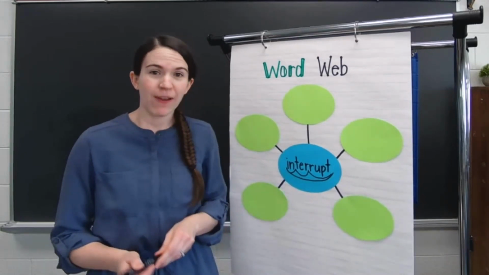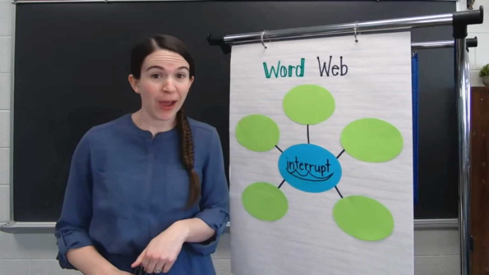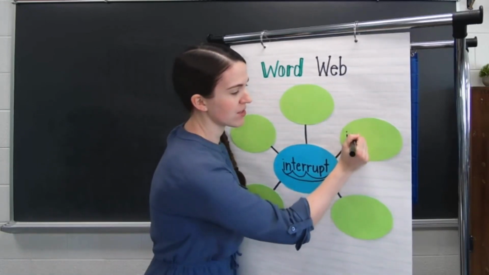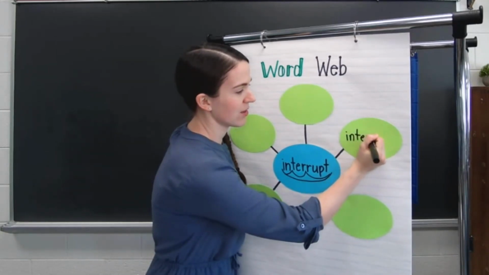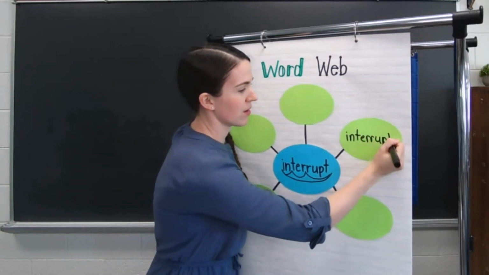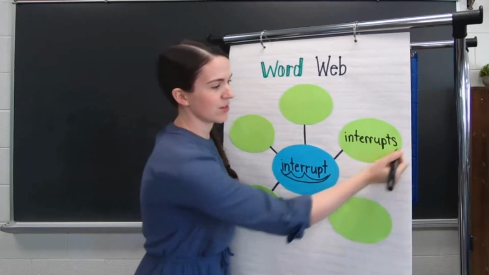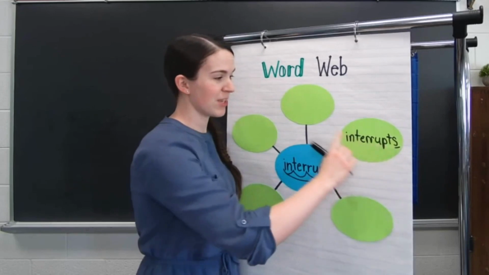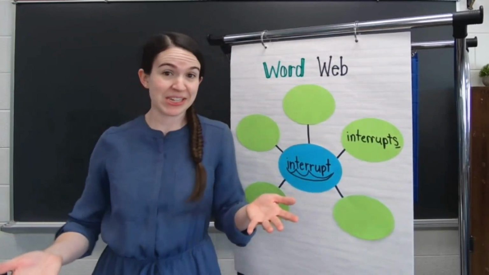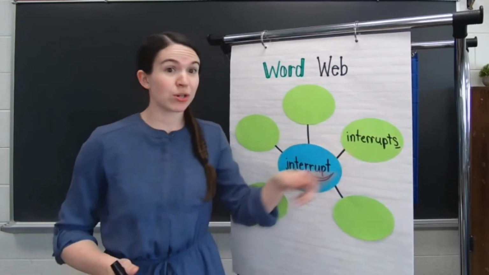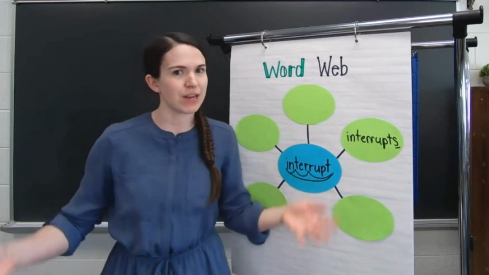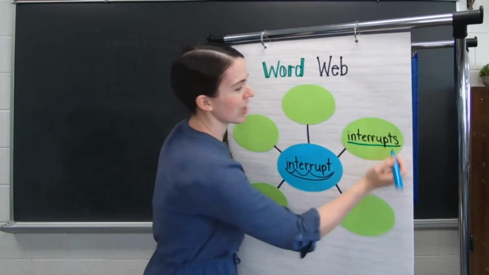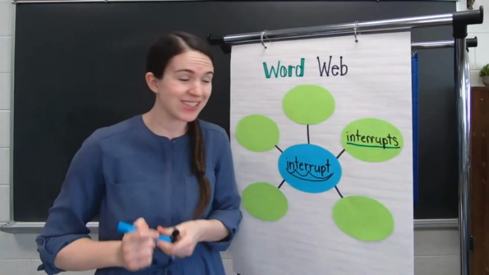end of the word. First, let's take the word interrupt and add an S to the end. Interrupt first, then an S at the end of the word. This word is interrupts. Interrupts can be used in a sentence like this. Braden interrupts his teacher every day. Interrupts is a verb because it's an action. It's something that somebody does.